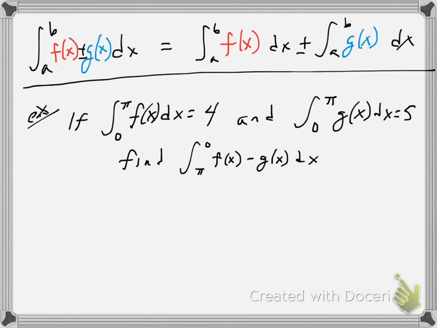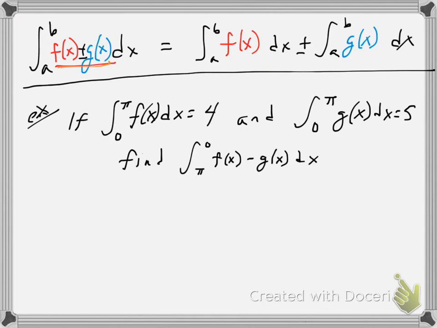This one's pretty simple as well. Notice you're adding two functions together, or subtracting. Well, as long as the limits of integration are consistent, right? It's a to b in all three cases. From a to b, a to b, a to b, then the integral of a sum is the sum of the integrals. Just like with limits, just like with derivatives.